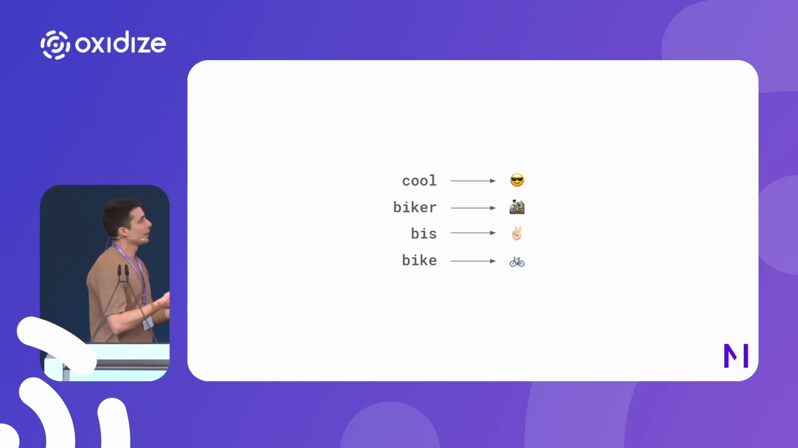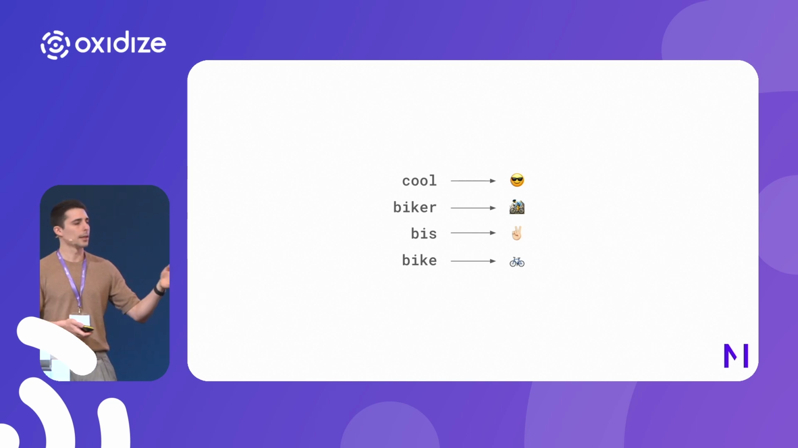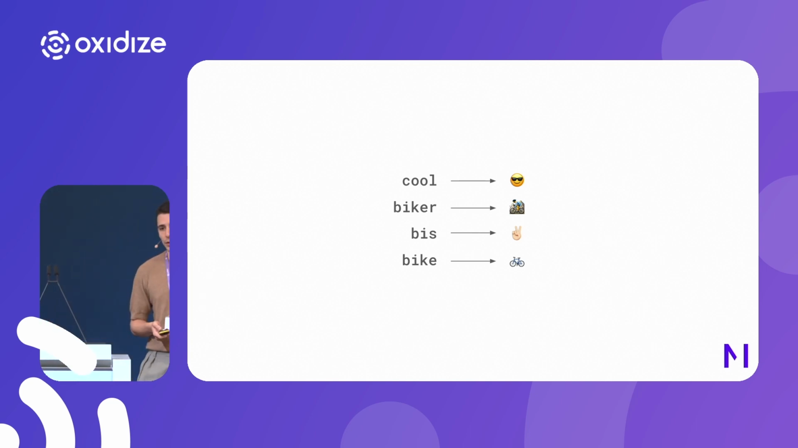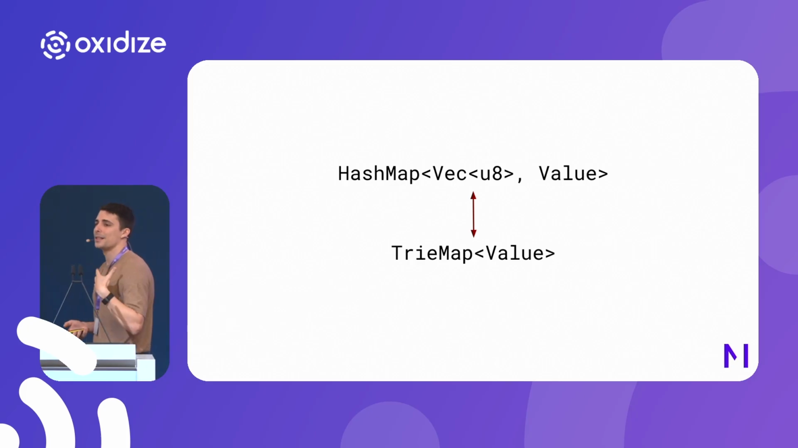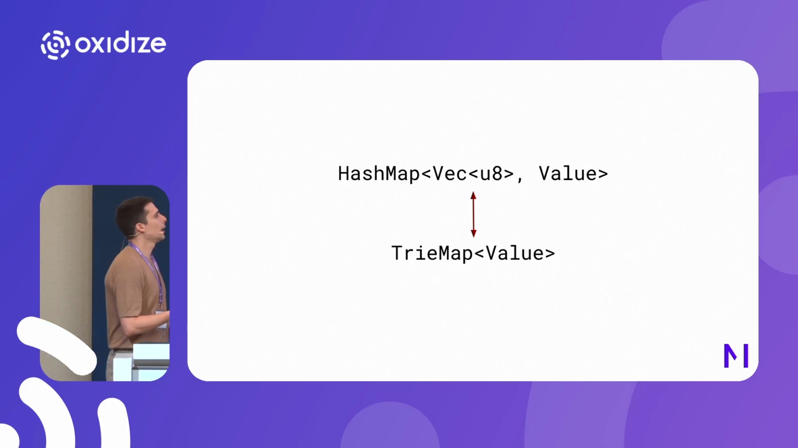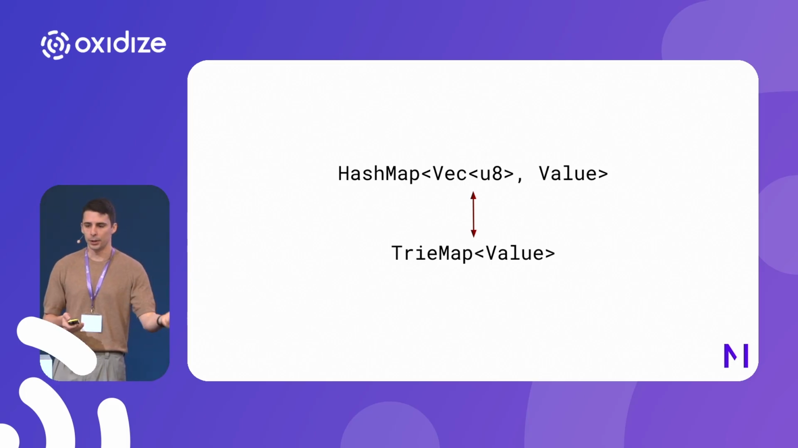So a TrieMap is, as the name implies, a map. It's a way to associate keys to values. In this example, the keys are strings, cool, biker, biz, and bike, and the values are emojis. You can think of a TrieMap as a hash map, where the keys are sequences of bytes, or generally sequences, and the values are generic payload. Could be a pointer, could be a string, could be a number, whatever you need.